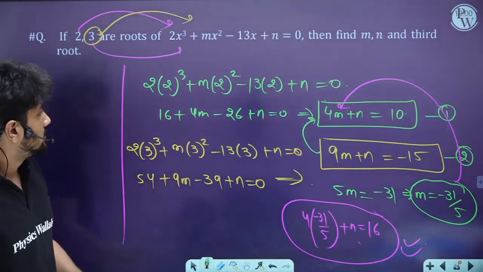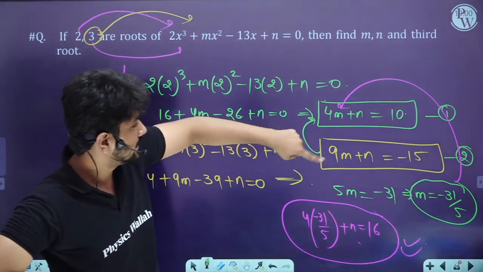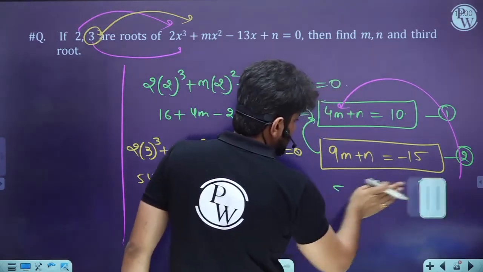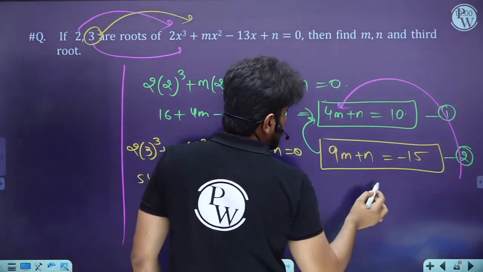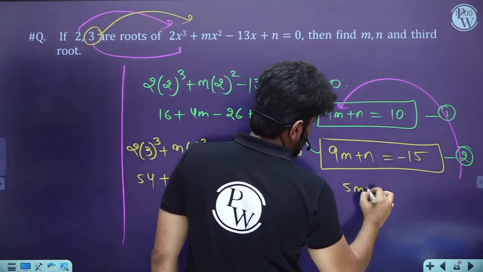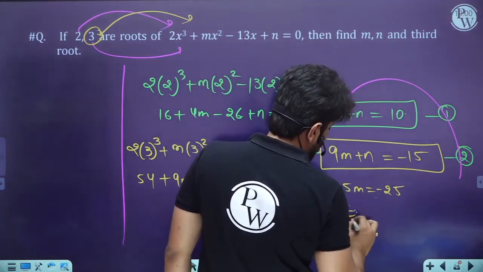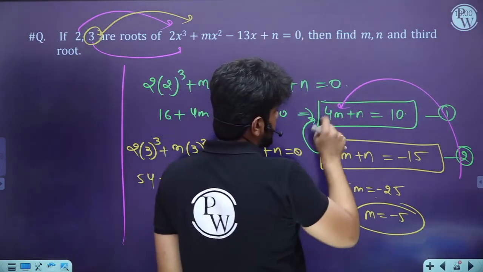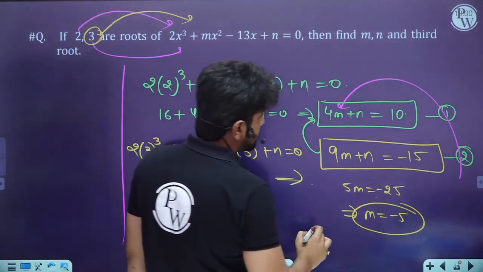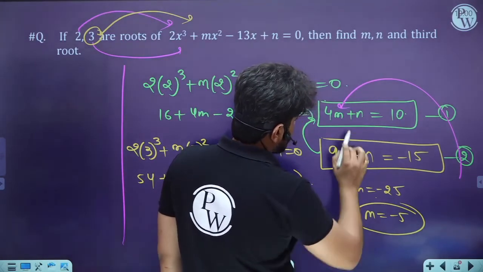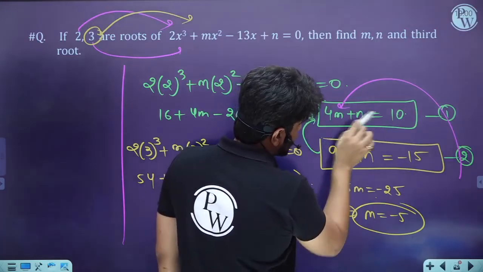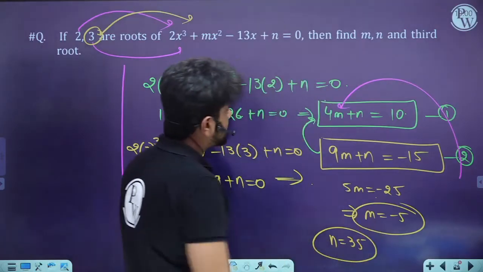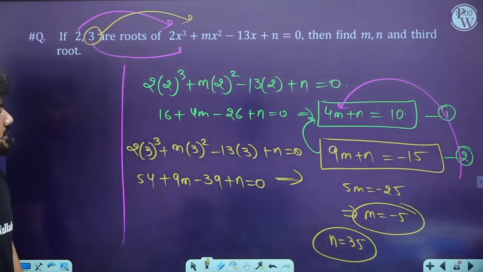Now, if I subtract these two equations, I'll get 5m is equal to minus 25. So the value of m will be minus 5. If I put the value for m as minus 5, this is minus 20. Minus 20 plus n is equal to 10, n will be equal to plus 35. I think that should be the thing.